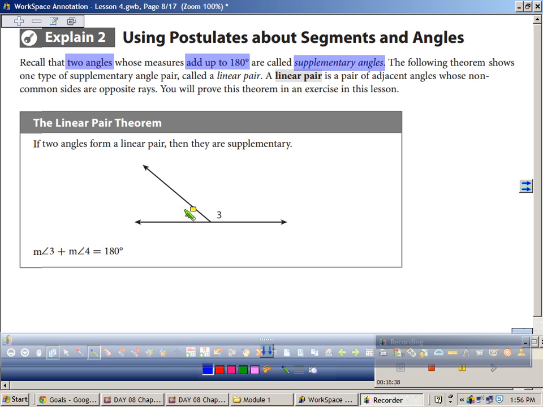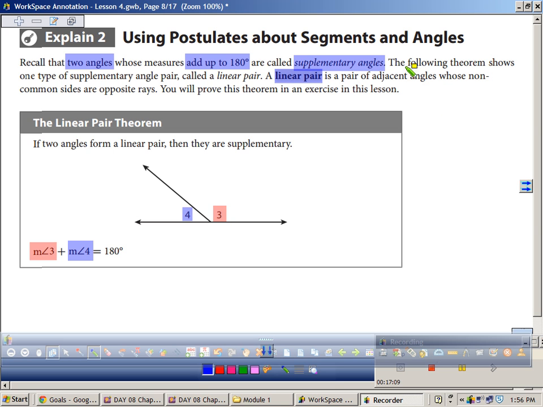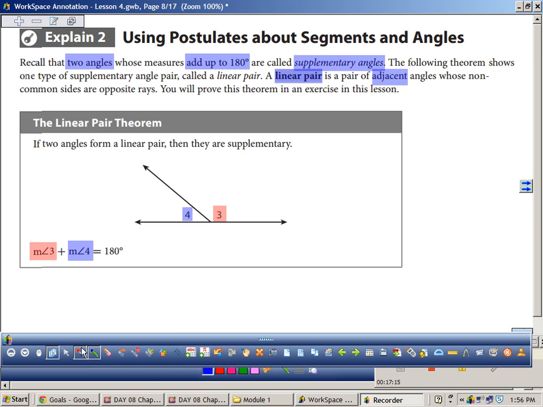For instance, I have two angles here. I have angle 4 and I have angle 3, and when I add them together, they make 180 degrees, a straight line. The following theorem shows one type of supplementary angle pair called a linear pair. A linear pair is special because it's a pair of adjacent angles.